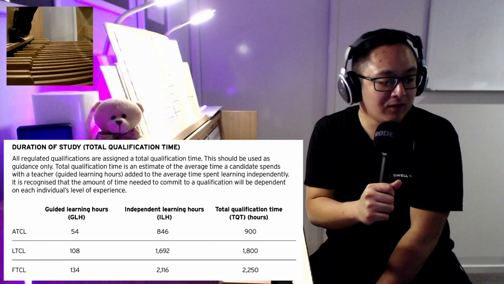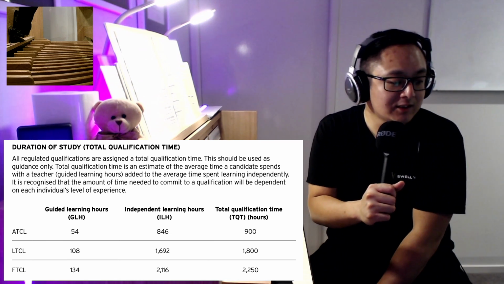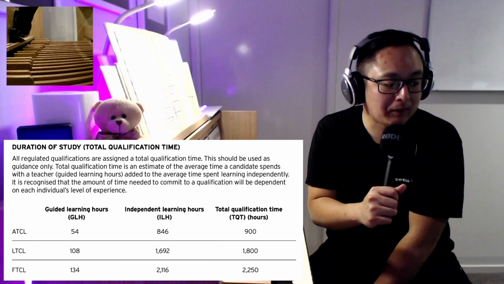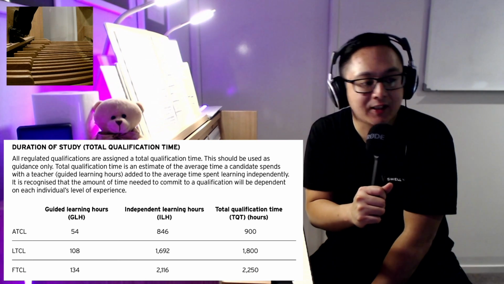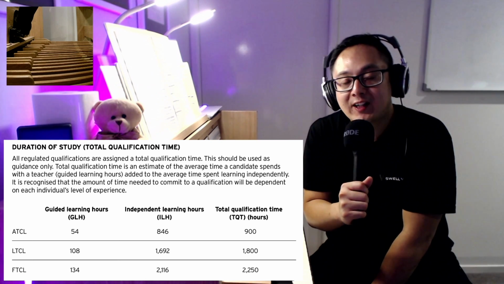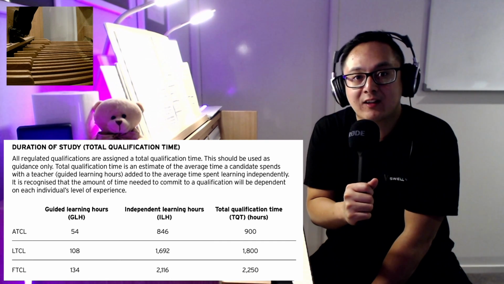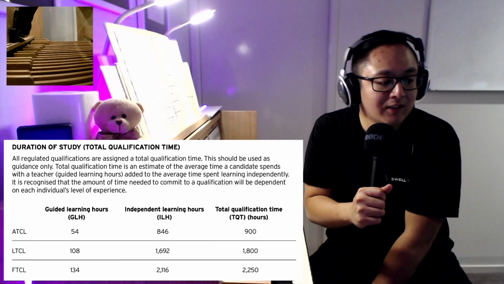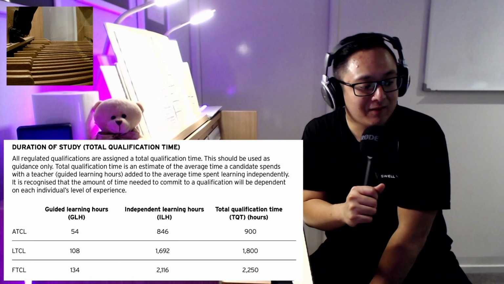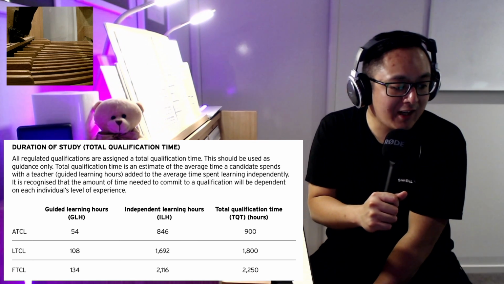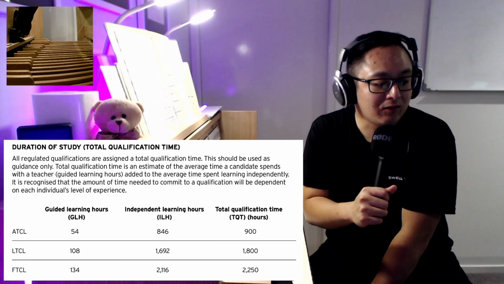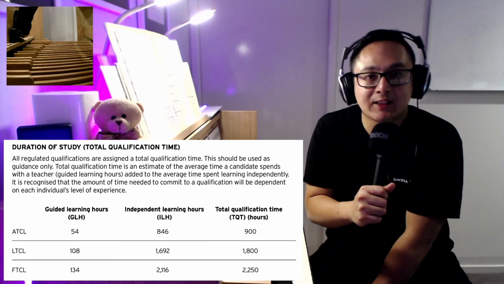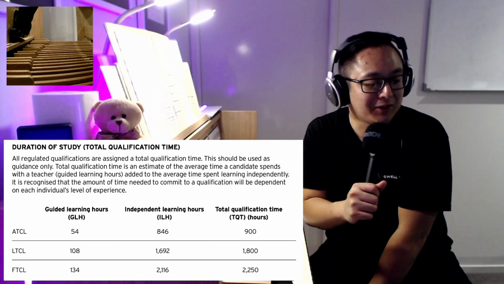So for the ATCL, they recommend 54 hours of lessons and 846 hours of independent learning hours, which is your practice, coming to a total of 900 hours. And of course, that 900 hours would be taken over the course of learning the instrument from when you were a child, I suppose. So I don't know what the maths is on that. You can probably work that out at home. So 900 hours to get to ATCL level. 54 hours of lessons, 846 hours of practice to achieve your associate diploma.